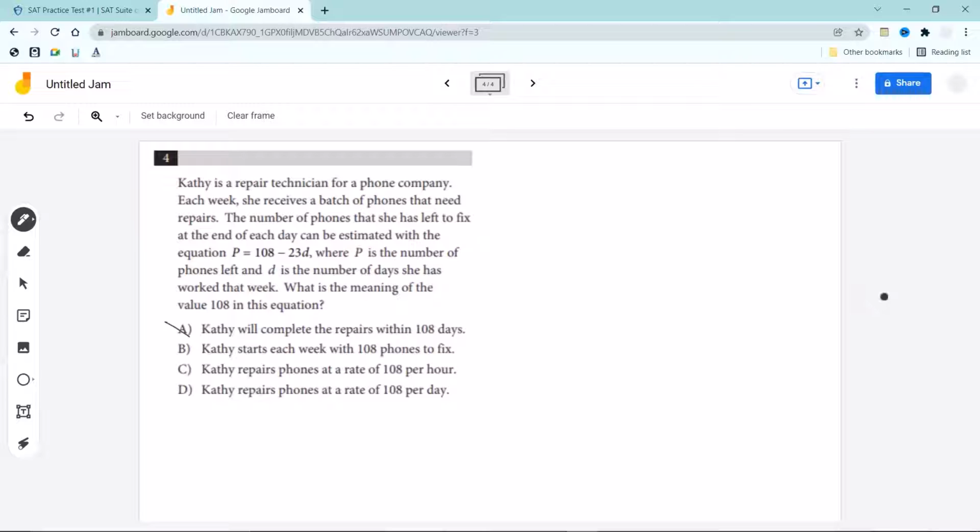Kathy starts each week with 108 phones to fix. Well, in looking at this, as the number of days goes up, that 108 is decreasing, right? As the D increases, there's more being taken away from the 108. So we'd have, for example, 108 minus 23 on day 1. And then the next day we'd have 108 minus 23 times 2. As time goes on, that 108 is getting smaller, and that means that the number of phones left to fix is getting smaller.